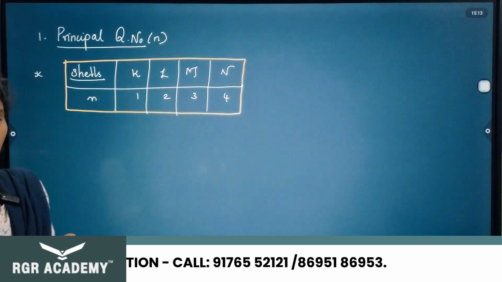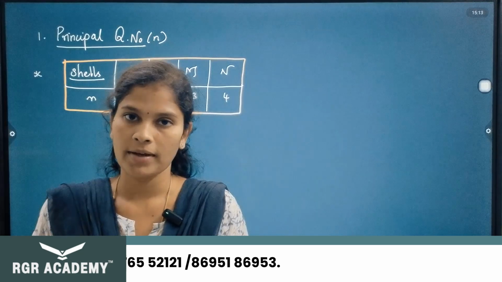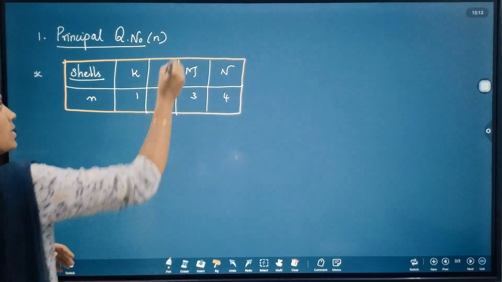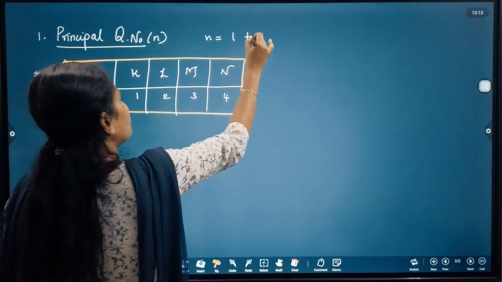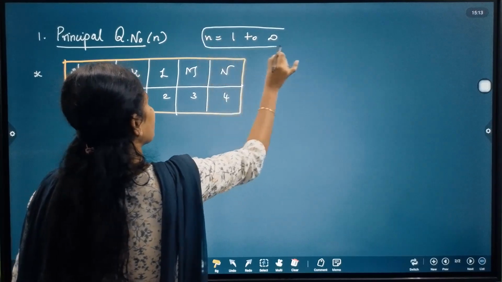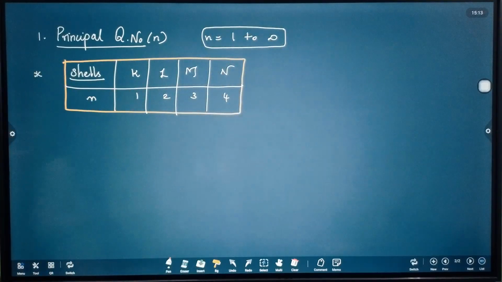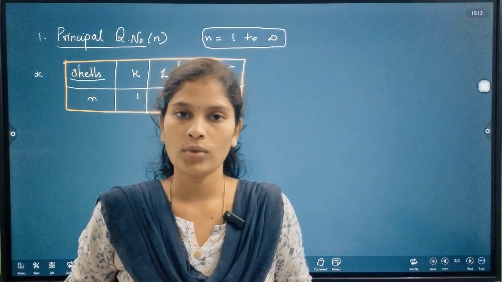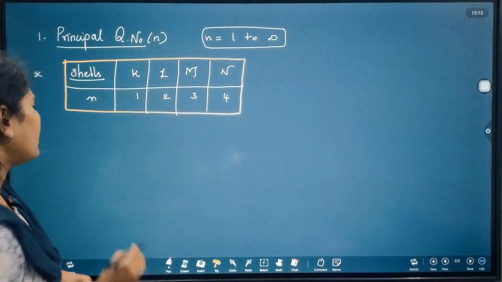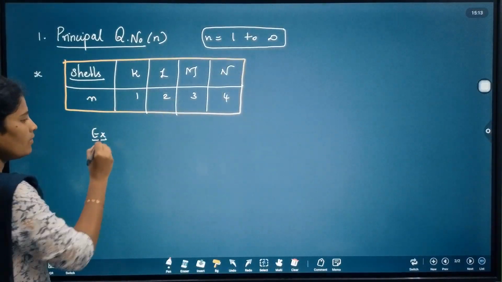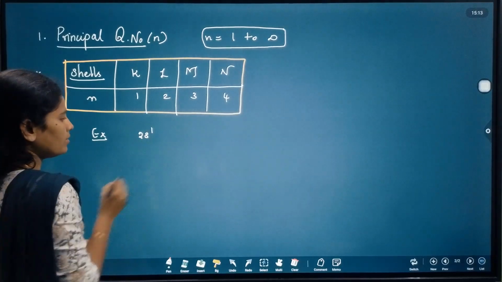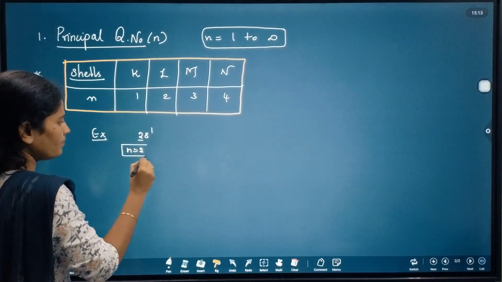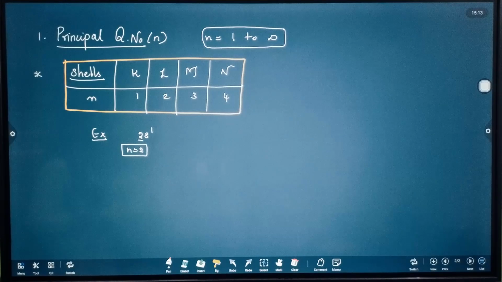And what are the permissible values for this principal quantum number? It's all integers, 1 to infinity. We should not give 0. So this n value can be 1 to infinity. Right. If n is equal to 1, the electron is located in the first shell. If n is equal to 2, the electron is located in the second shell. For example, if an electron is present like this, 2s1, what is the shell number? It is n equal to 2. It belongs to the L shell.